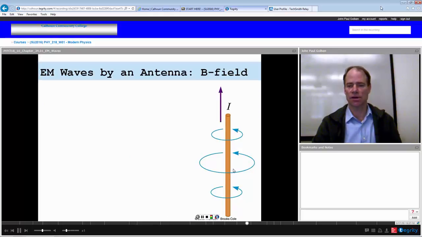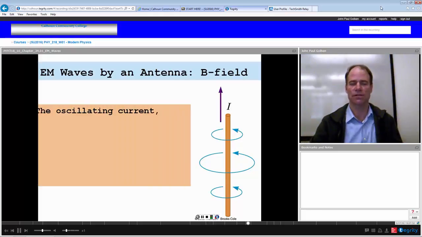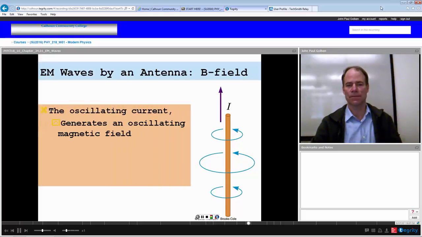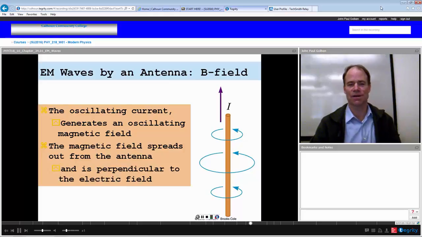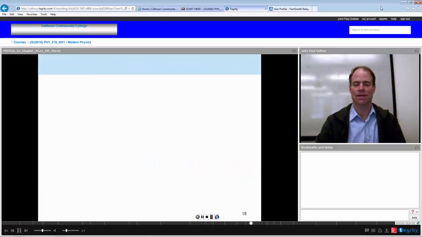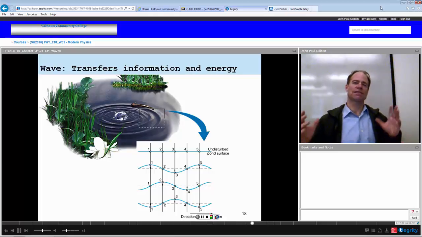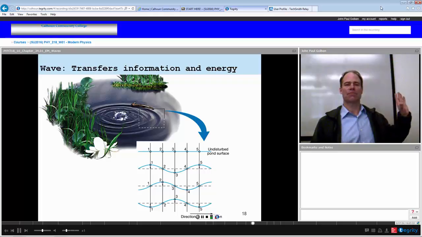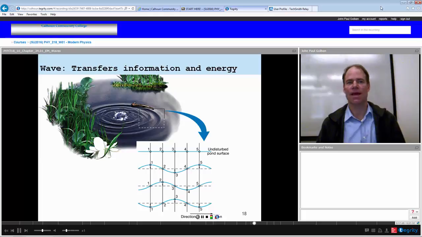Also, as this current is moving within the conductor, there is a magnetic field that is varying perpendicular to the direction of the current. So the oscillating current will generate this oscillating magnetic field, and that will spread out from the antenna perpendicular to the direction of the electric field. So you will have these electric field and magnetic field magnitudes heading out in the form of an electromagnetic wave, and as a wave, it is transferring information and energy like all waves do.